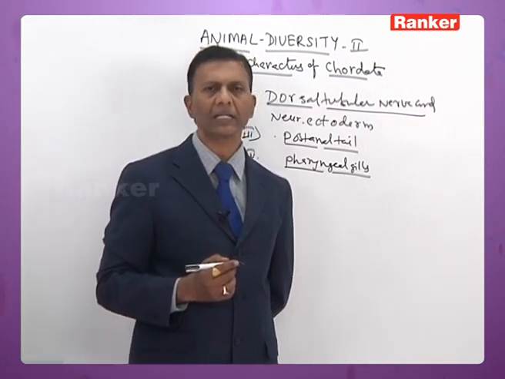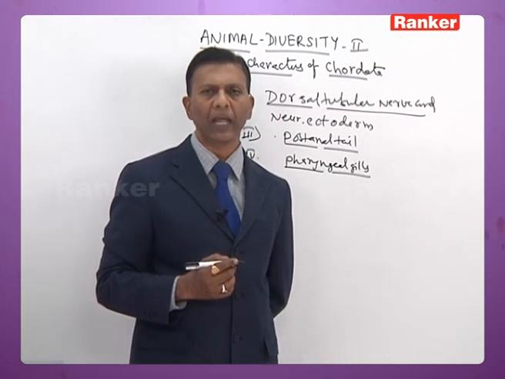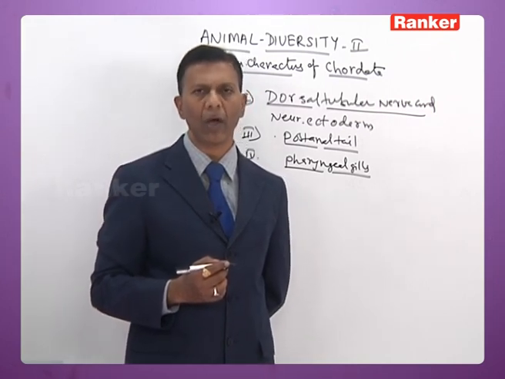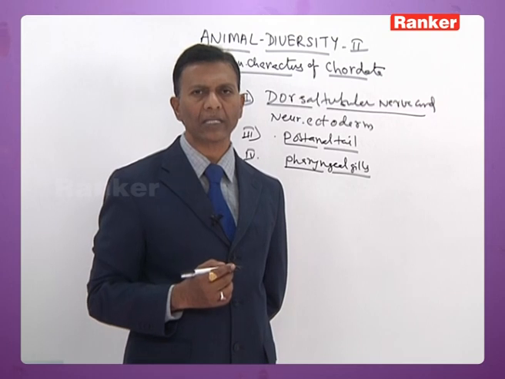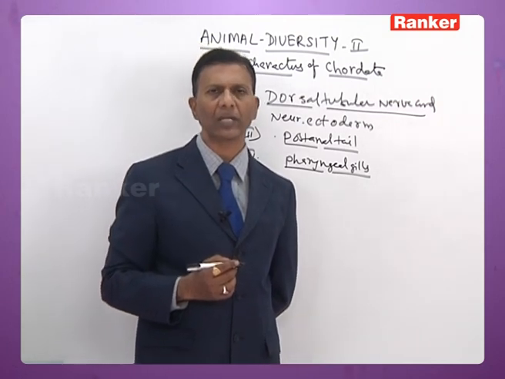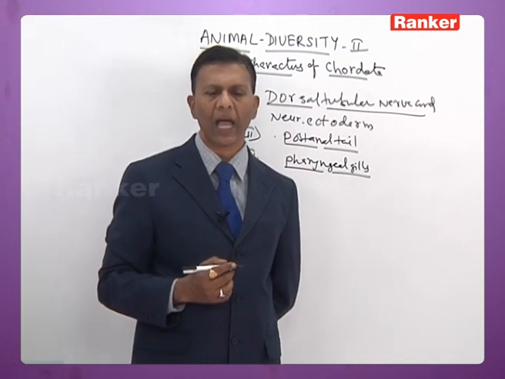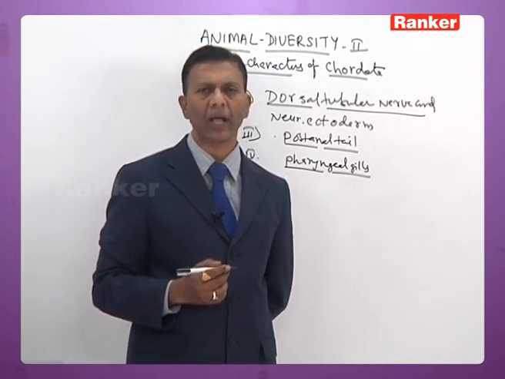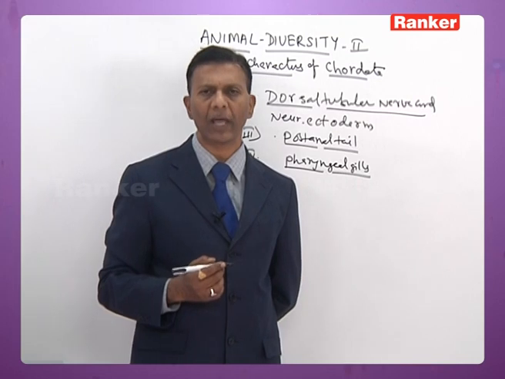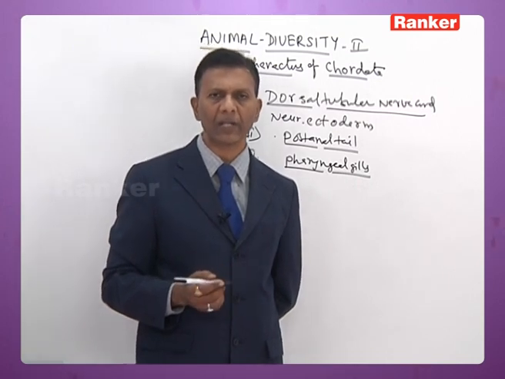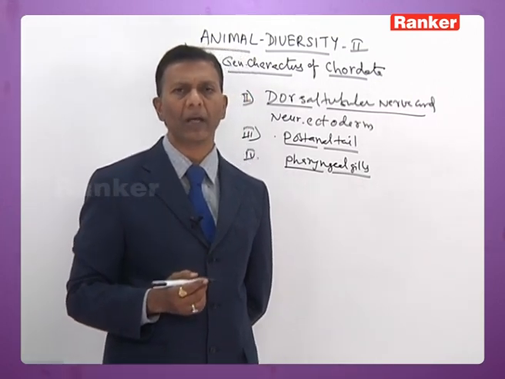The pharyngeal gills help in respiration in certain amphibians and in all fish, whereas in urochordates, instead of respiration, they help in food capture. That's why the urochordates, cephalochordates and hemichordates are also called filter feeders, wherein the gills, instead of respiration, help in food capture.